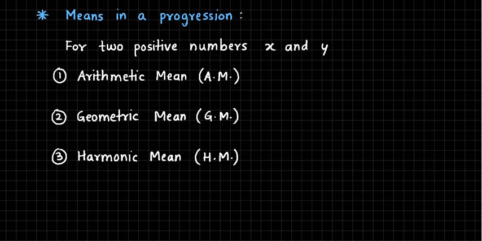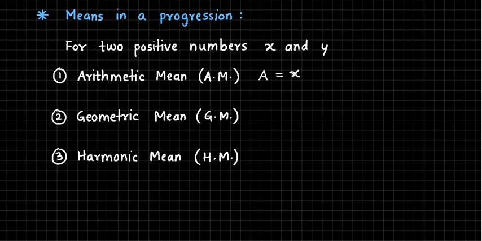Now let us study the different means that we have in a progression. For two positive numbers x and y, we define the following three important means. The first one is called the arithmetic mean or AM, which we denote by the symbol capital A, and that is given by the formula (x plus y) divided by 2. Now why is it so?